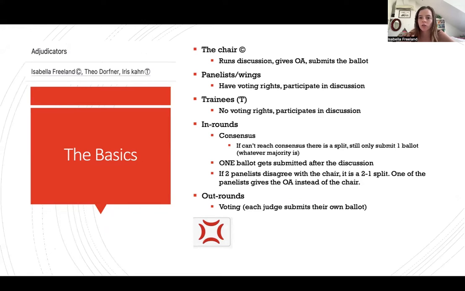If you're the chair, you'll have a little C next to your name in a circle, like the copyright sign. If you're a trainee, you'll have a T. If you're a panel, then you won't have anything. And there are a few differences between those roles.